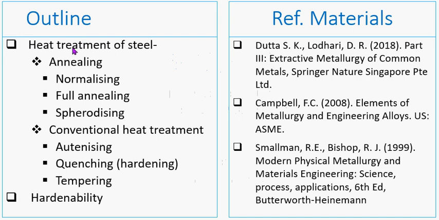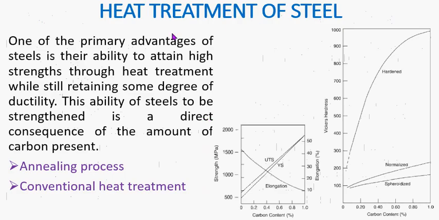This is the outline of this lecture notes. We're going to be looking at heat treatment. We're going to look at the major types, that is heat treatment of steel, annealing and conventional heat treatment. And lastly, if time permits, we shall look at hardenability, which is an aspect of quenching. These are the reference materials used in producing this lecture note. So we start with heat treatment of steel.